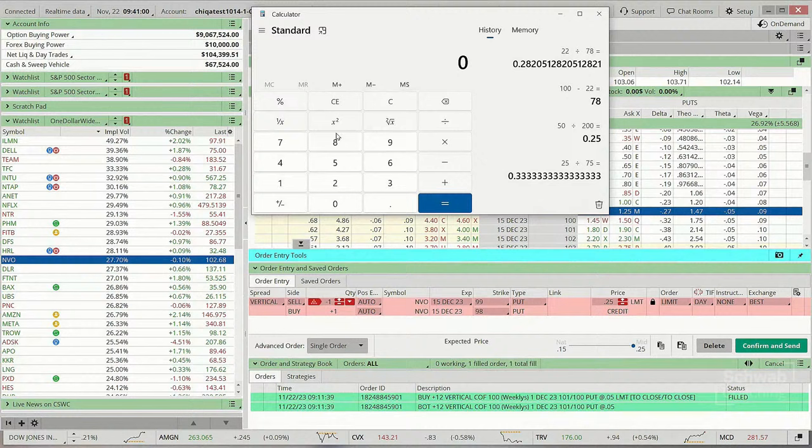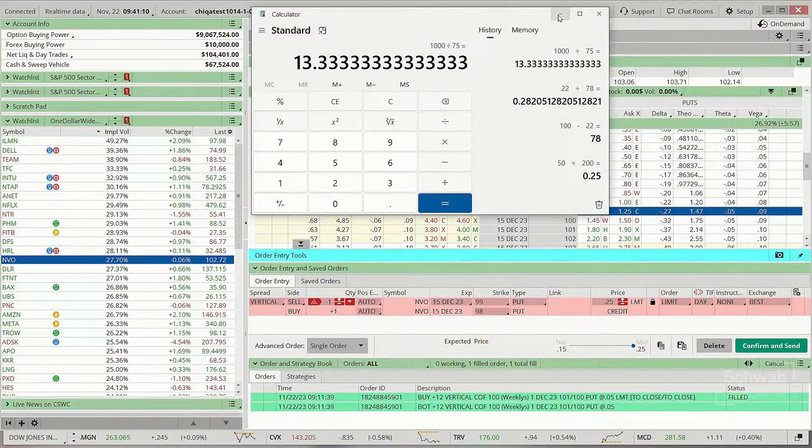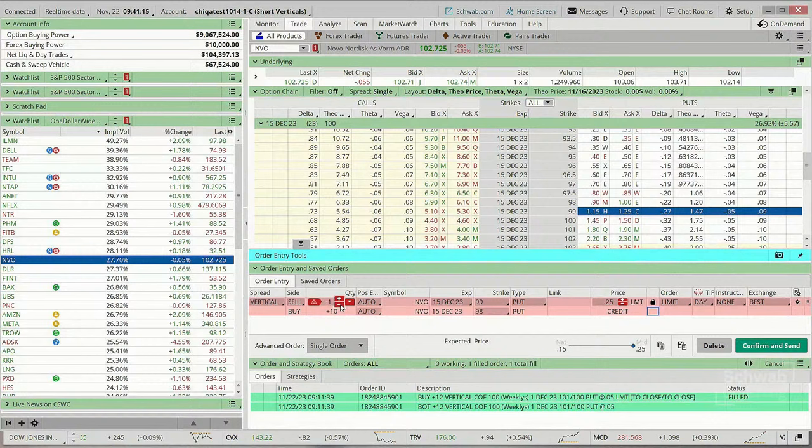So let's say $1,000, divided by 75 bucks. That's going to be 13. I don't like the number 13. I'm going to round it down to 12. Call me superstitious, that's okay. And there we are at 12. Okay, all right. So let's go ahead and do a confirm and send here.